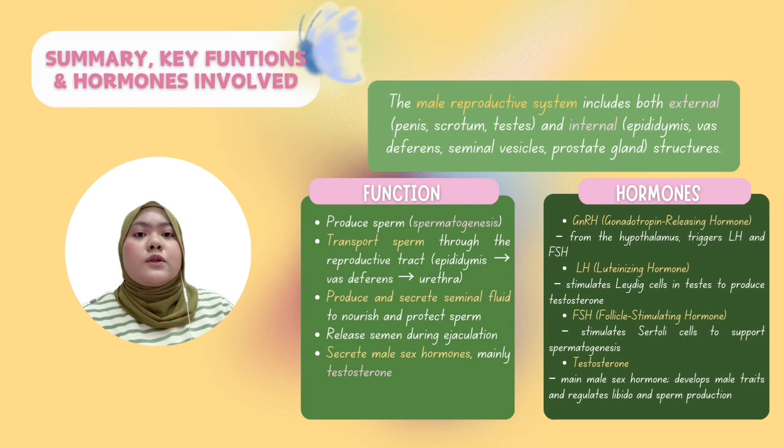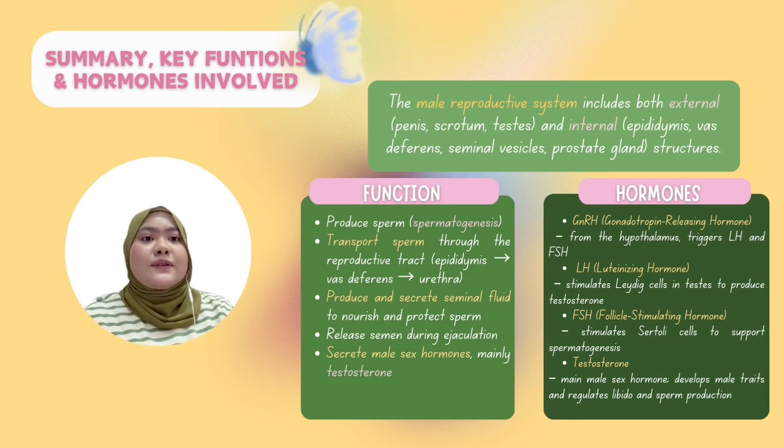Second, to transport sperm through the reproductive tract from the epididymis to the vas deferens, and finally through the urethra. Third, to secrete seminal fluid to nourish and protect sperm. And lastly, to release semen during ejaculation and to produce the hormone testosterone, which plays an important role in male characteristics and reproduction. The hormonal system plays a major role in controlling these functions.